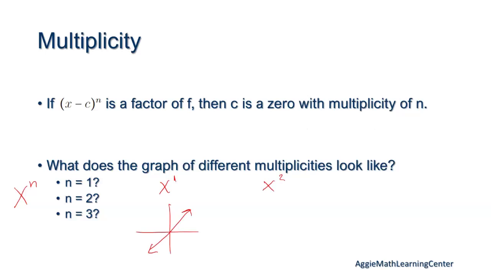X squared, we know that one. What's that? Yep, a parabola, like that. And then x cubed, this one is going to look like this. It's kind of like a little snake. So those are the three parent graphs that you can remember because of the different multiplicities.